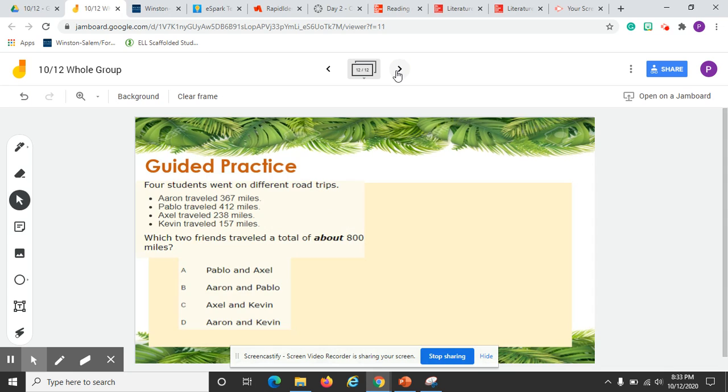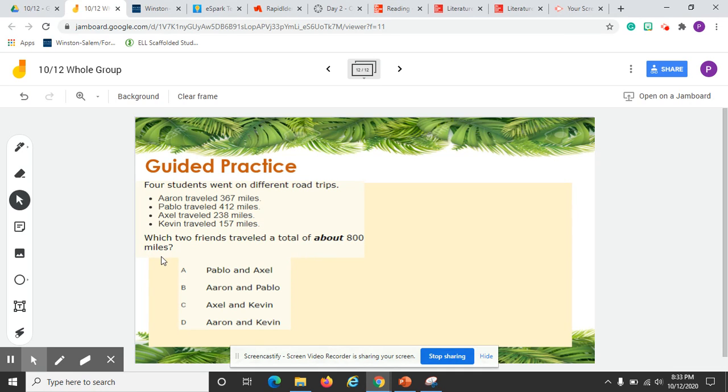Let's take this problem as an example. Four students went on different road trips. Aaron traveled 367 miles. Pablo traveled 412 miles. Axel traveled 238 miles. Kevin traveled 157 miles. Which two friends traveled a total of about 800 miles?